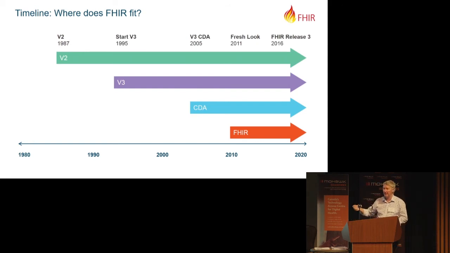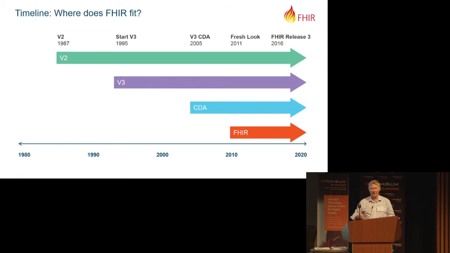CDA, a member of the V3 family, has succeeded very well, and I think part of the reason for that is that it created the ability to share information at a textual level and then to improve it gradually, bringing in structured data and coded data. So CDA has certainly been a big success. And finally, we have FHIR.